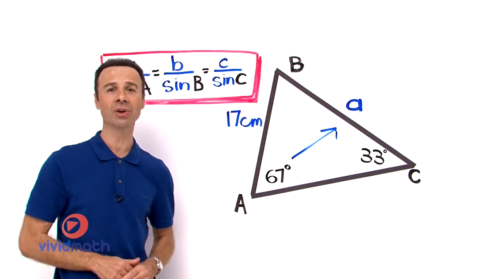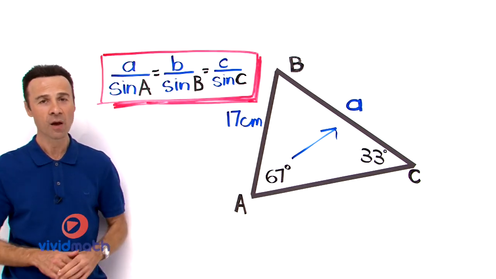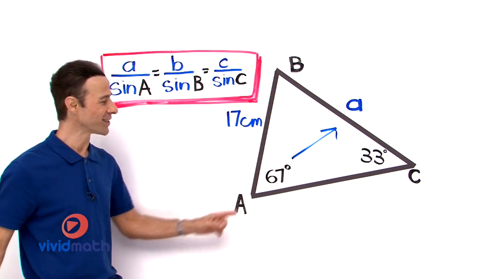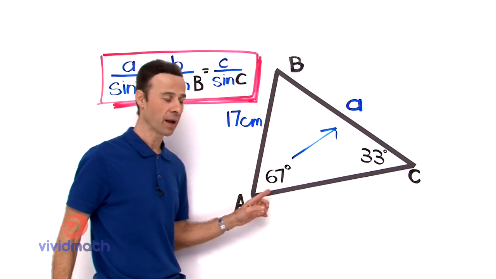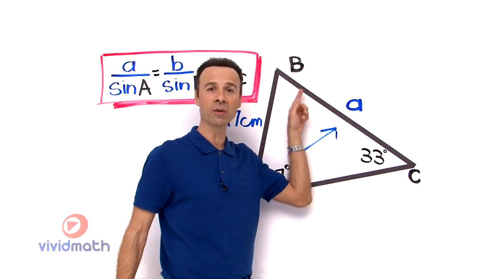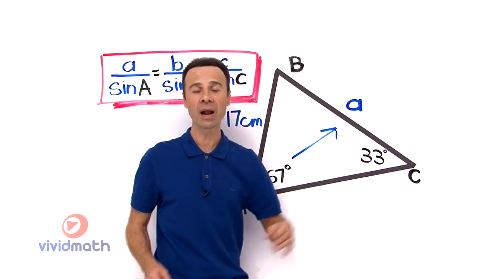So let's take a closer look at this particular example. We are looking for the missing length, and notice there is no right angle. What we do have is an angle of 67 degrees, and that's the capital A, and that's opposite little a, which is the length we're looking for. That's the missing pronumeral.